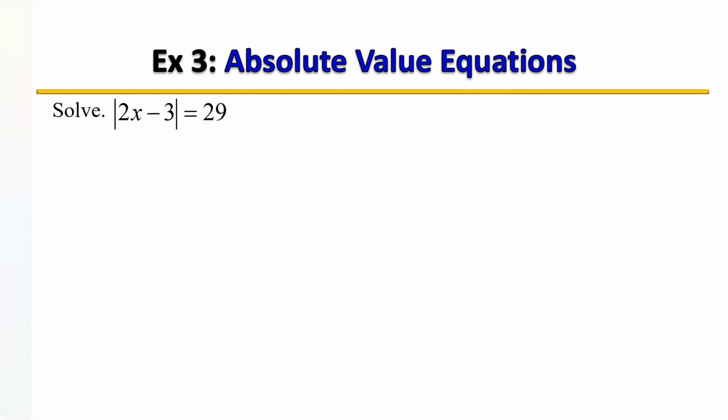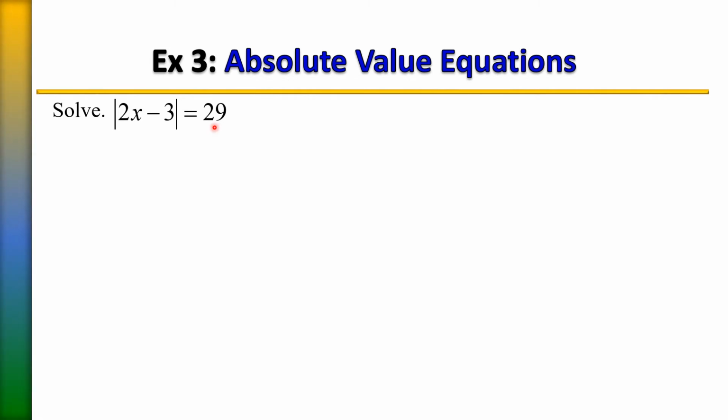In this next example, again, we see on the right side that our number 29 is greater than 0. Therefore, we're going to have two separate equations. 2x minus 3 equals 29, or 2x minus 3 equals -29. To solve both of these equations for x, one of the first things we're going to have to do is add 3 to each side. So let's go ahead and do that for the first equation there. We're going to add 3.